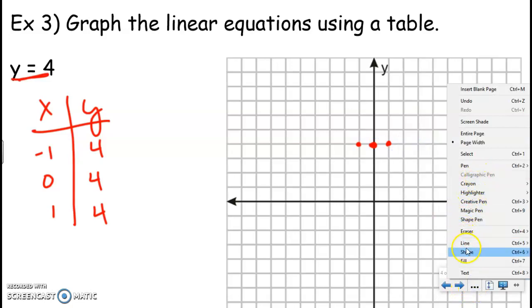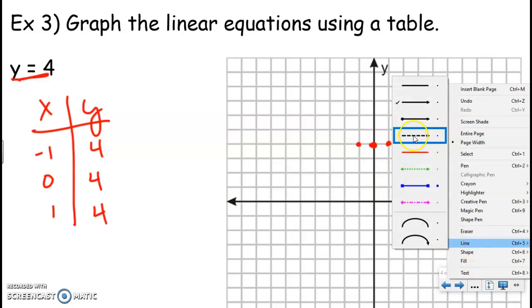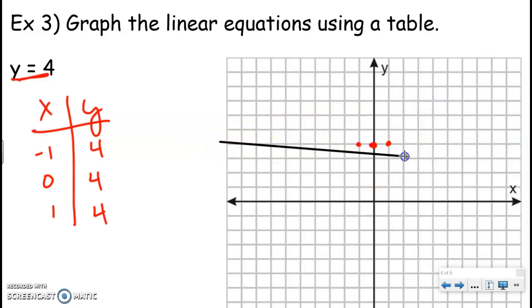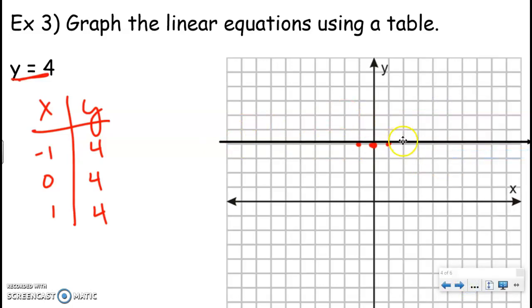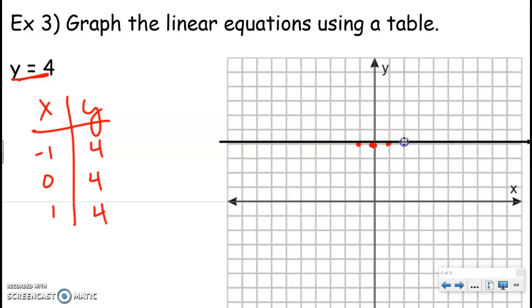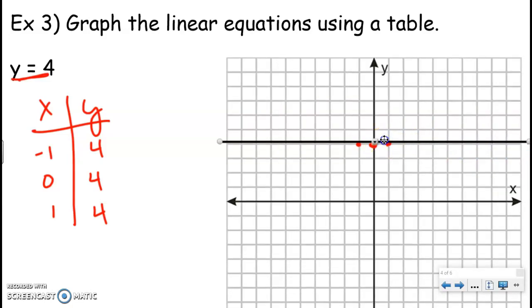Y is actually a horizontal line if there's not an x there. Okay, and one way to remember this, because the most common mistake I see is that students actually graph this as a vertical line instead of a horizontal line, is that if I do not have an x in my equation, my line will not cross the x-axis. I'm doing the wrong thing here.